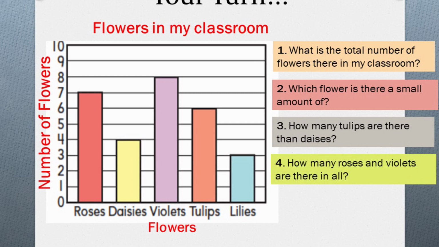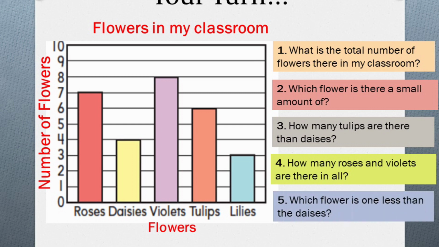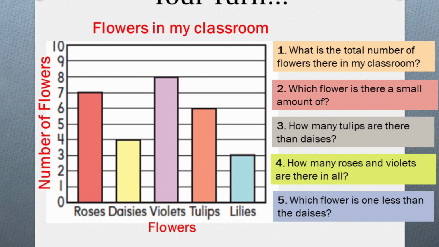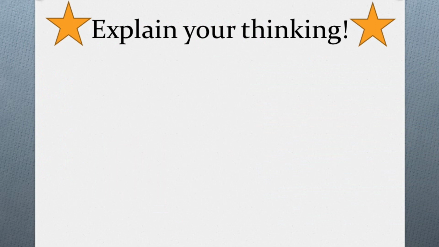Number 4, how many roses and violets are there in all? Okay, so pause your video and leave your answers in the comment. And remember to answer in a proper and complete sentence. Number 5, which flower is one less than the daisies? So with all of these, please leave your answers in the comments.